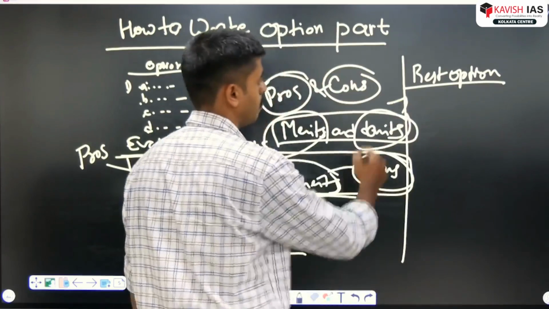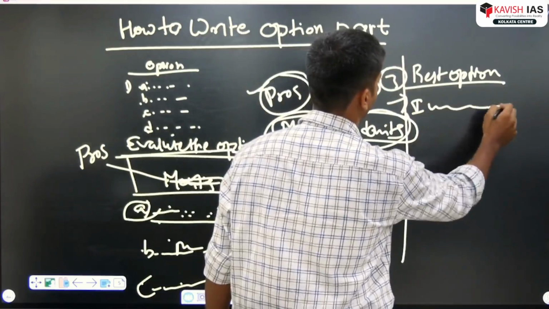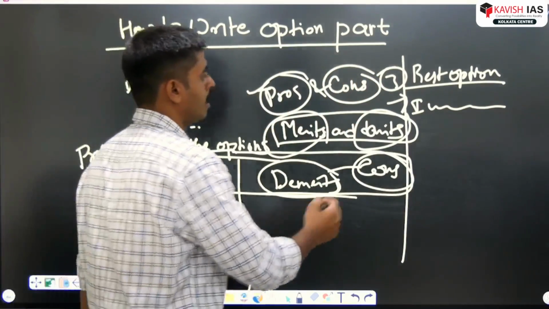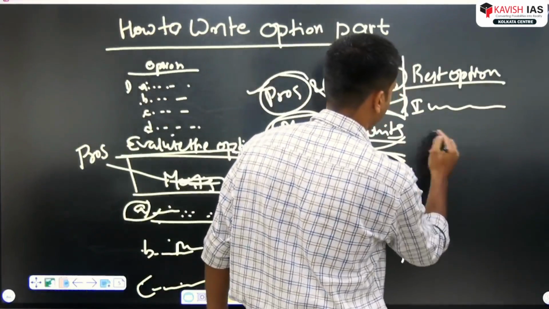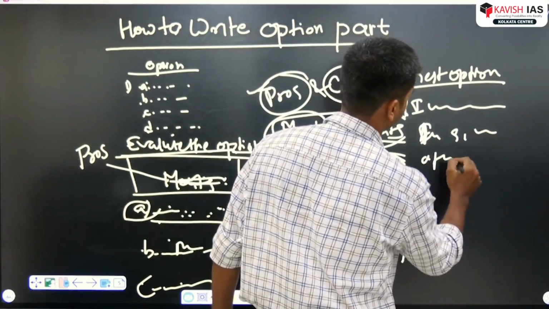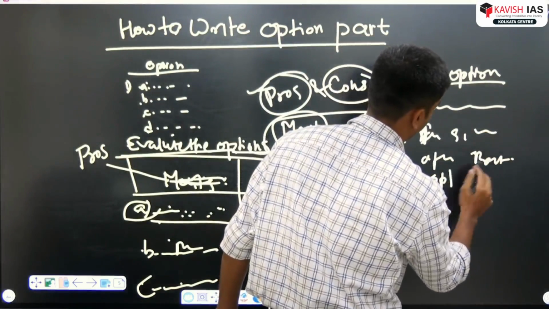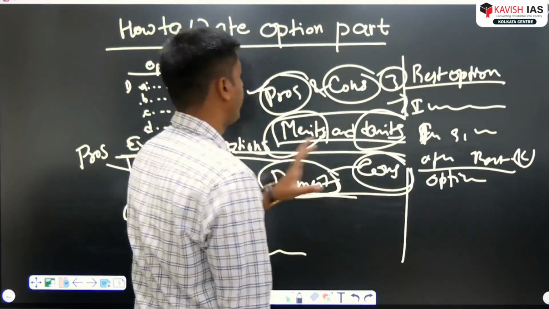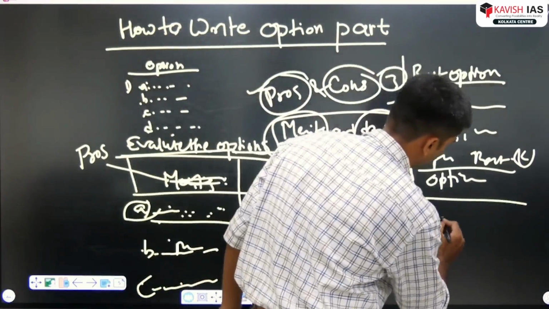Then coming to this third part, the best option. Here also don't write that I will choose this option because. No, simply say that in the above situation, option 3 is the best option to be chosen, right? Write this option and later on just give a justification of it.